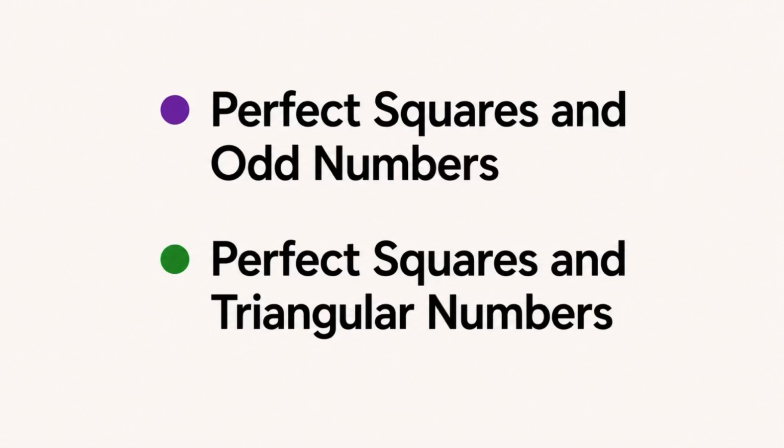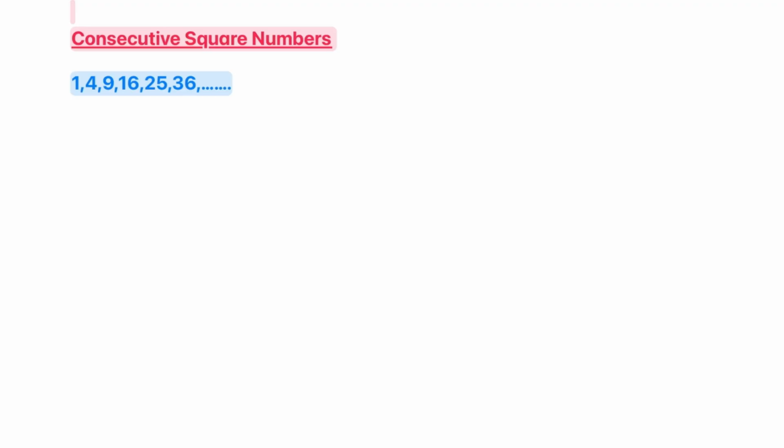In this video, we are going to learn about how perfect squares and odd numbers are related and also about how perfect squares and triangular numbers are related. Let us take some consecutive squares and find their difference. Here I have taken some square numbers like 1, 4, 9, 16, 25 and 36.